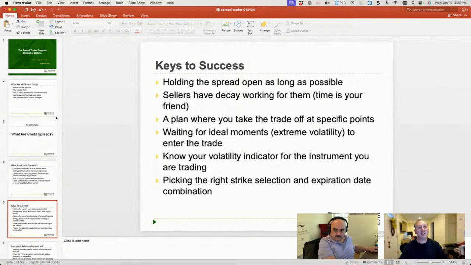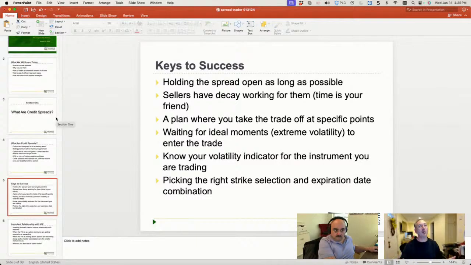So the keys to success for options trading are this: holding the spread open as long as possible. Sellers have decay working for them always. A plan where you take the trade off at a specific point. Knowing your volatility indicator for the instrument that you are trading. What does that mean? Basically, if you're trading oil, you've got to know the OVX is the oil volatility.